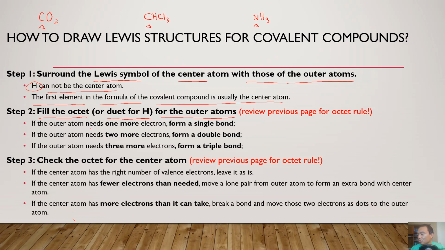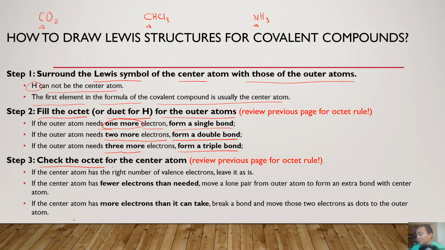If the outer atom needs one more electron, then you form a single bond. For example, if the outer atom is chlorine, which has 7 valence electrons already, you will need one more to arrive at octet. Then you will form a single bond. For oxygen, which has 6 valence electrons, so it needs 2 more, you will need to form a double bond. For nitrogen, which has 5 valence electrons, you will need to form a triple bond with the center atom.